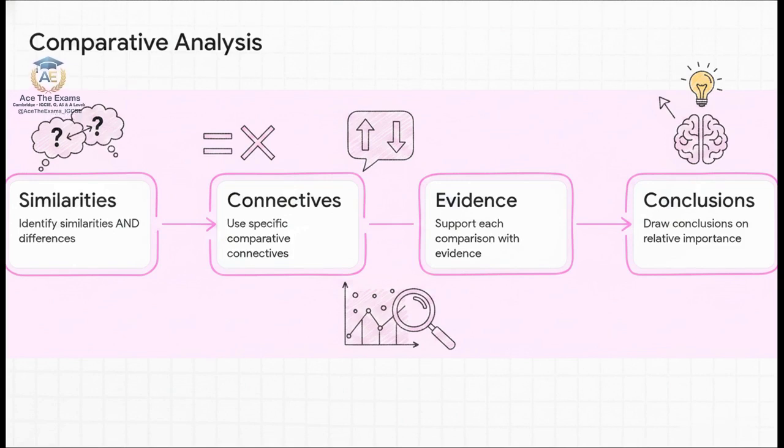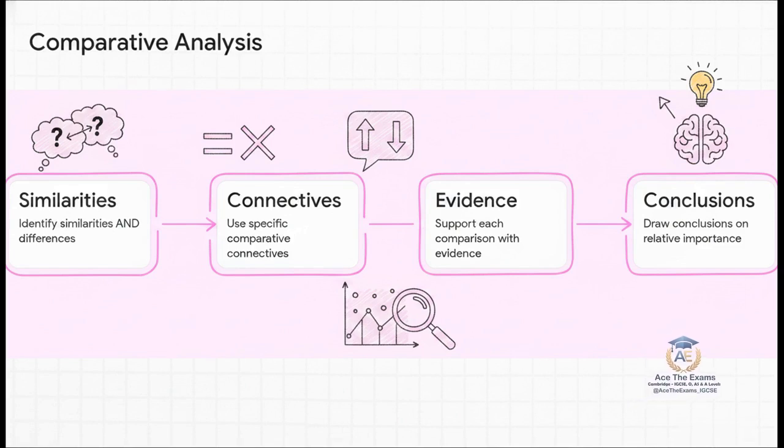Step 2. Use specific comparative connectives in your writing. Use words like whereas, conversely, or similarly. Using these words literally forces your brain out of descriptive mode and into analytical mode. Step 3. Support each comparison with hard, undeniable evidence from the data provided in the question. Step 4. Draw conclusions on their relative importance.